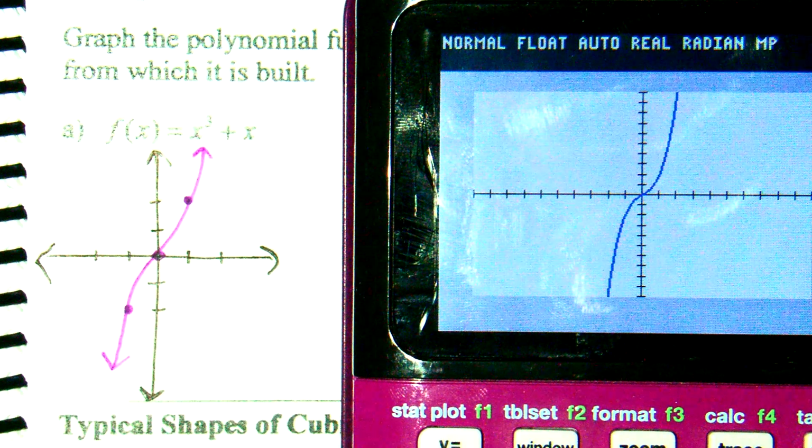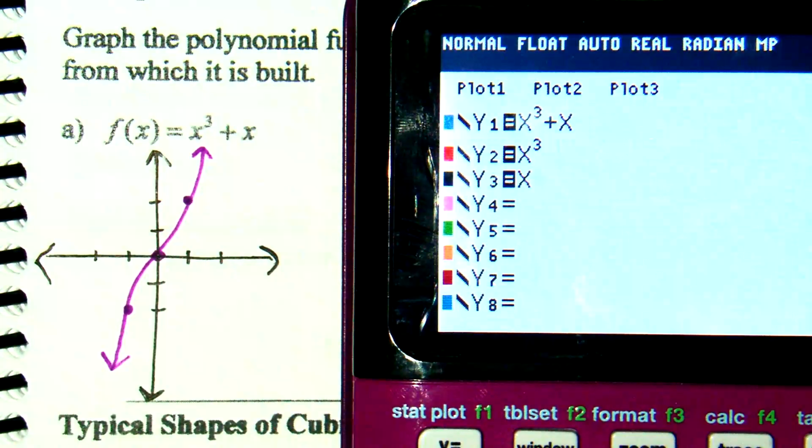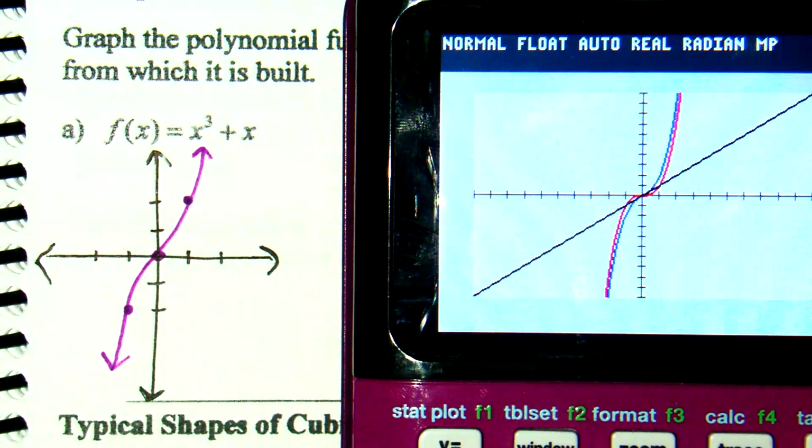And in fact, what I'm going to do here is graph x to the third. And then what's the other monomial it's built from? It's built from an x. So I have three things I'm going to be graphing. The original graph, y equals x cubed plus x. My second graph is y equals x cubed, just plain x cubed. And my third graph is y equals x.